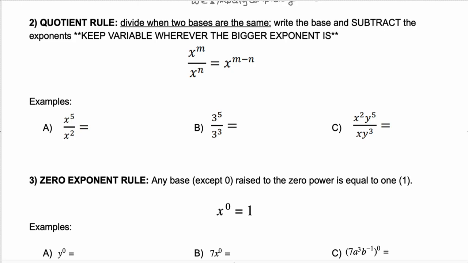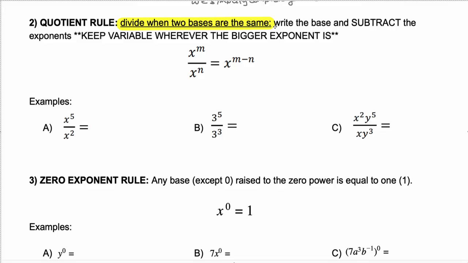This video is on exponent rules or exponent properties. The next rule we're going to talk about is called the quotient rule. The quotient rule is when it is division and the two bases are the same. So you'll see a divide, and the two bases are the same. As with the product rule, the bases have to be the same.